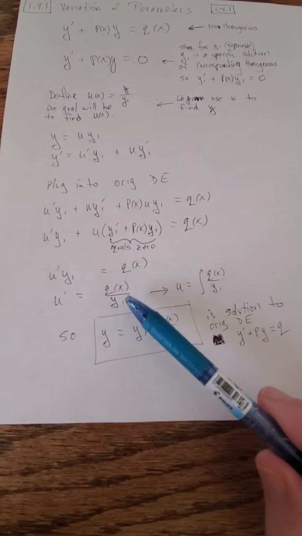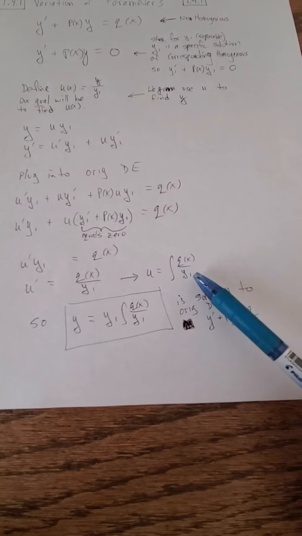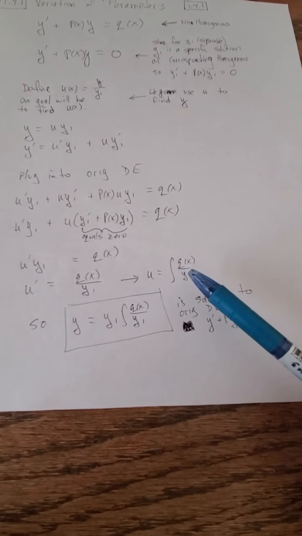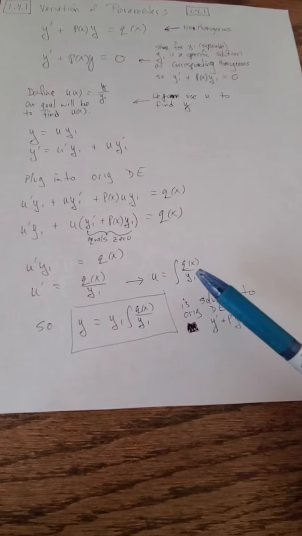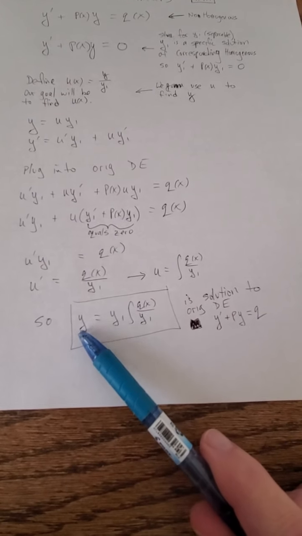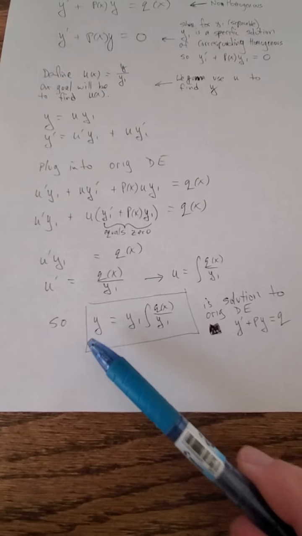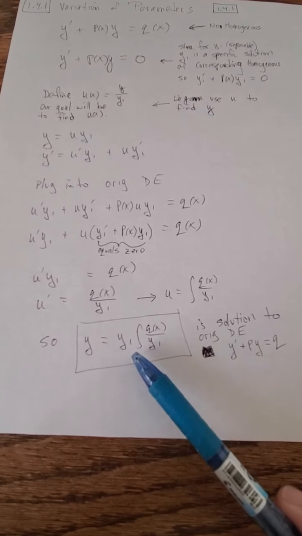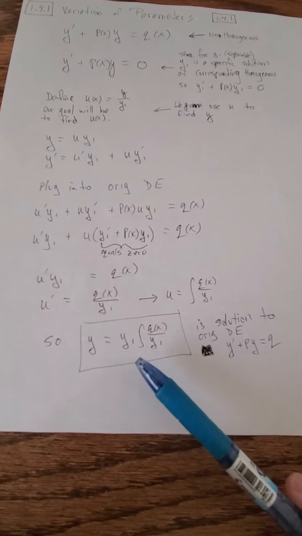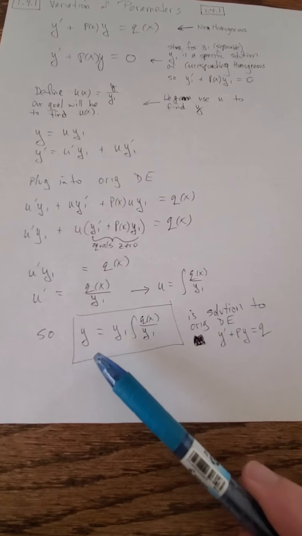So u prime is equal to q of x divided by y1, which, of course, just means that u is equal to the integral of q over y1, which, again, hopefully I can integrate. If I can't integrate this, I'm in trouble, but even if I can't, I could put the solution in this form. Anyway, y is equal to y1 times the integral of q of x over y1. So y is my actual solution. The solution of the original differential equation is going to be y, and that's going to be y1, which I could find, times the integral of q over y1, which hopefully I can integrate. But even if I can't, we could technically, if we had to, leave the solution in this form, and this would be considered a solution to a differential equation.